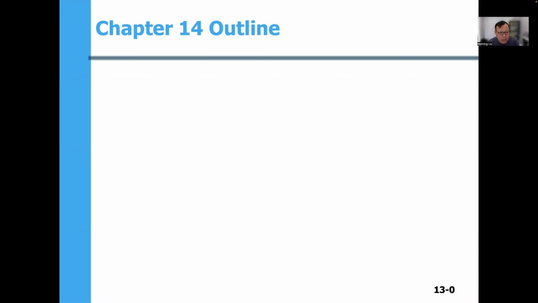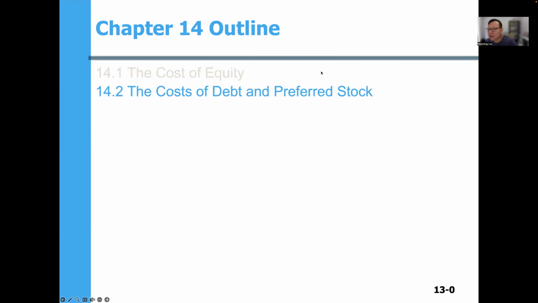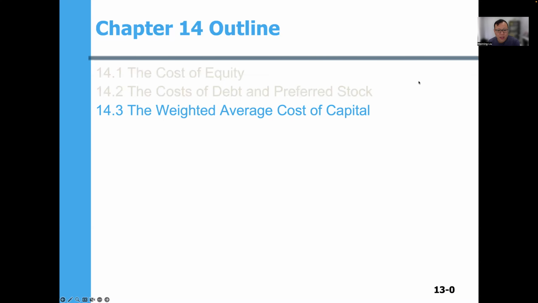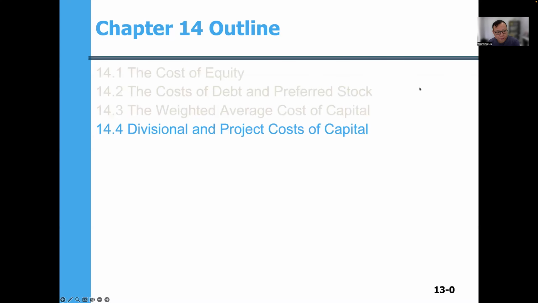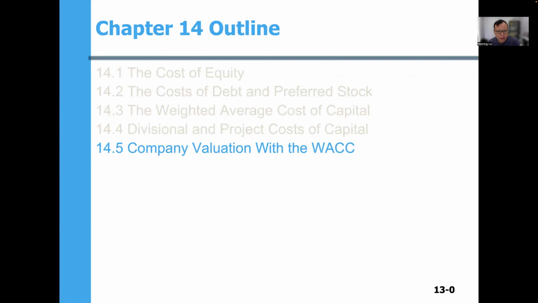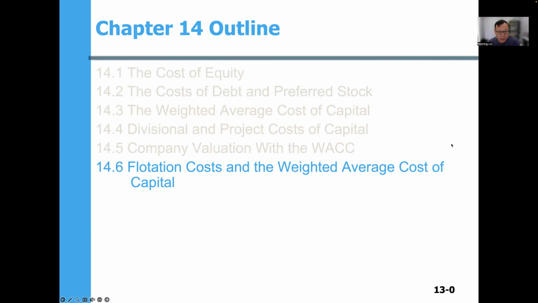In this chapter, we'll talk about the concept of the cost of equity, the cost of debt, and the cost of preferred stocks, weighted average cost of capital, divisional and project cost of capital, company valuation with the WACC, flotation costs and the weighted average cost of capital.